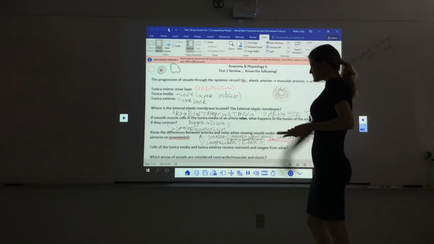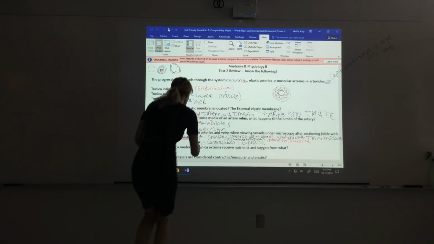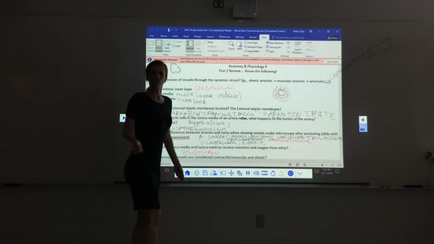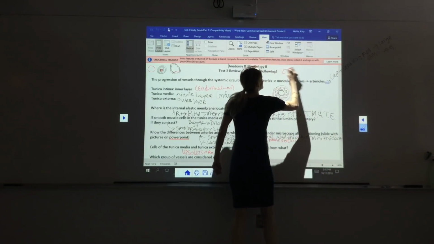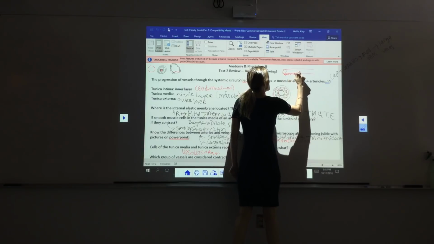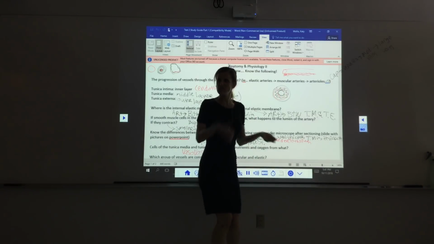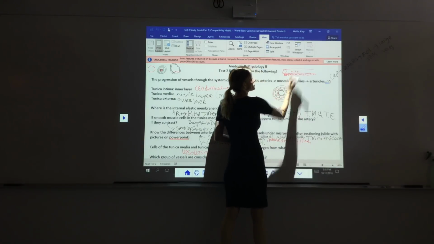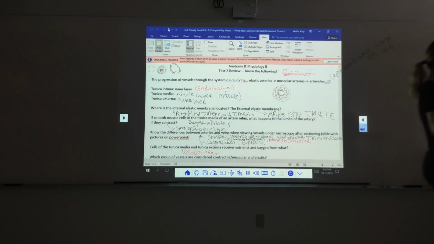Okay. Cells of the tunica media and tunica externa receive nutrients and oxygen from what? Vasa vasorum. Remember, that is like vessel of vessels, right? The vessels that feed the vessels. Because when you look at your vessel wall, you've got all these cells out here that make up the tunica media and the tunica externa, and those are living cells. They need a blood supply, right? They need oxygen and glucose and all that good stuff. And that cannot diffuse from the blood because the wall is too thick. So you've got tiny vessels that actually deliver the blood to the cells of vessels.